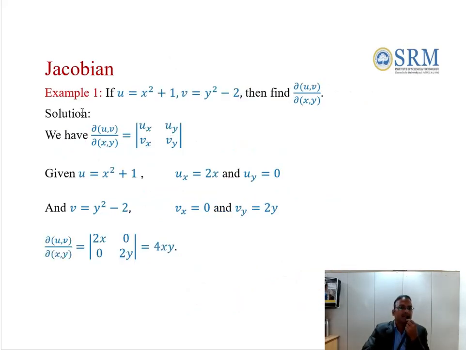First let us see one example. If u equals x square plus 1 and v equals y square minus 2, then find the Jacobian of u and v with respect to x and y. What is the definition? The Jacobian of u and v with respect to x and y is the determinant of ux, uy, vx, vy. Here ux equals 2x and uy equals 0. With v equal to y square minus 2, vx equals 0 and vy equals 2y. Therefore the Jacobian is the determinant of 2x, 0, 0, 2y, which is 4xy.